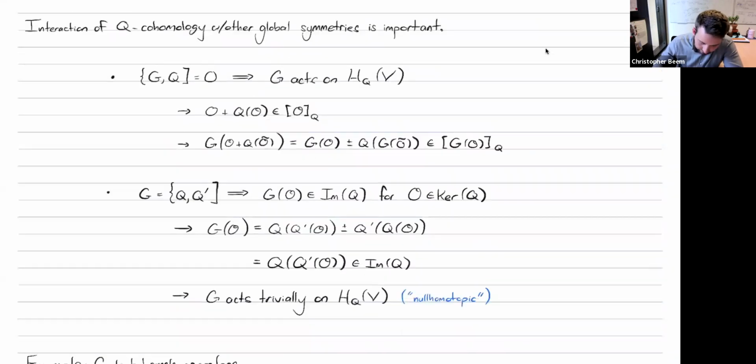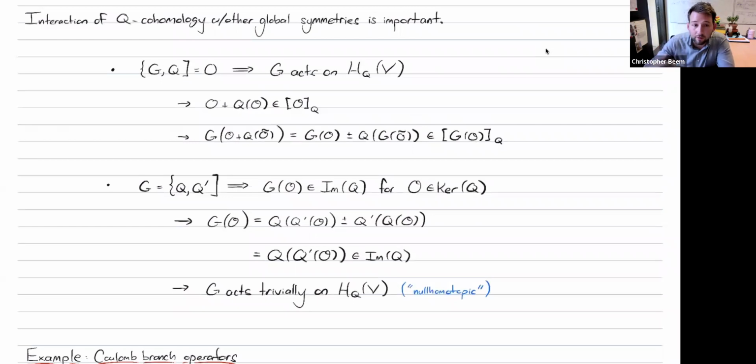There's a little bit more formal structure that I want to mention, which is standard boilerplate stuff, but its applications matter. So this process of passing to this big quotient by things that are in the image of Q plays well with symmetries that commute with Q and also with symmetries which are a Q commutator. So if you have a symmetry which commutes with Q, then you can show in 2 lines that the symmetry acts on Q cohomology. So it acts at the level of these equivalence classes that you get by doing the vector space quotient.